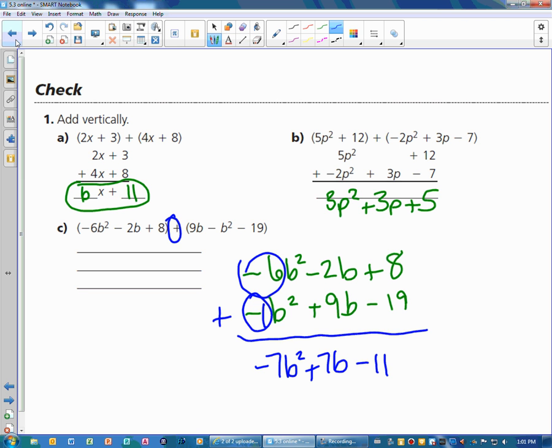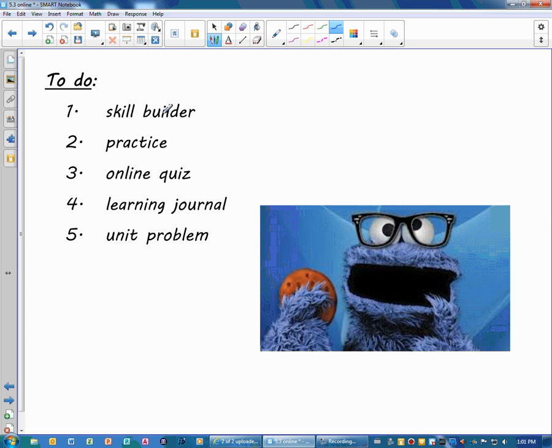All right, so to end off this lesson, you are going to make sure your skill builder got done. You are going to complete your practice. Make sure you get that online quiz done, please. Work on your learning journal and work on that unit problem. Okay, we're halfway through, so make sure you're keeping up with those things.